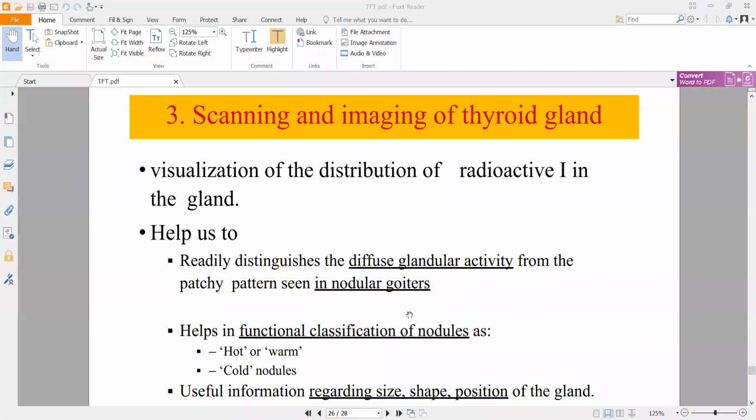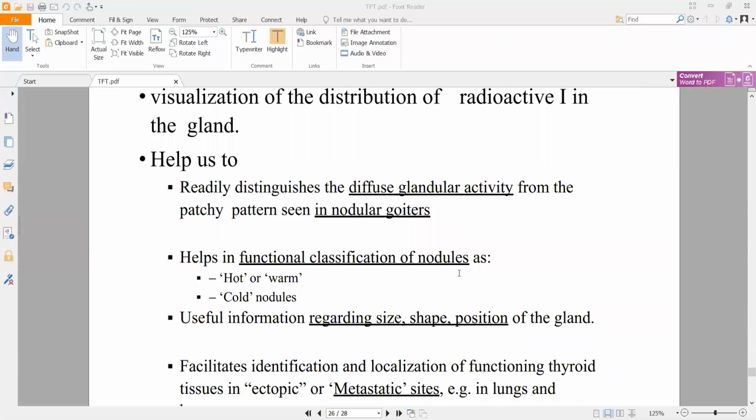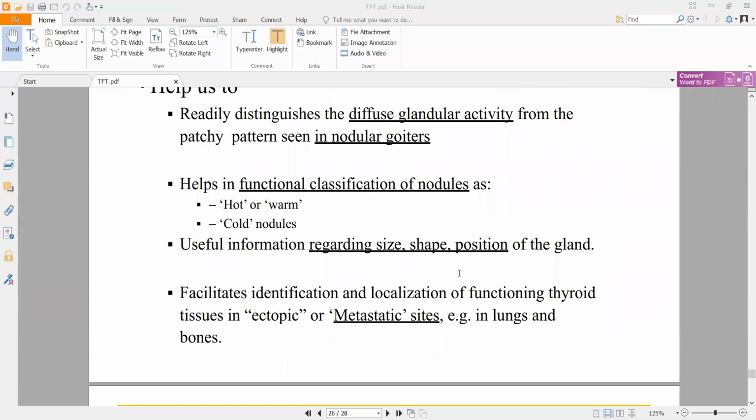If it is a nodular goiter or patchy pattern, I will see small patches of radioactive iodine being concentrated in certain areas. Those areas where it is accumulating like a patch will be called warm or hot nodules. The ones where it is not accumulating will be called cold nodules. I hope you understand the distinction. This will also help you understand the size, shape, and position of the gland, in case there is any cancerous development or goiter there, or if the size is decreasing or increasing, or if the position has changed. All of this you will be able to see through radioactive iodine.